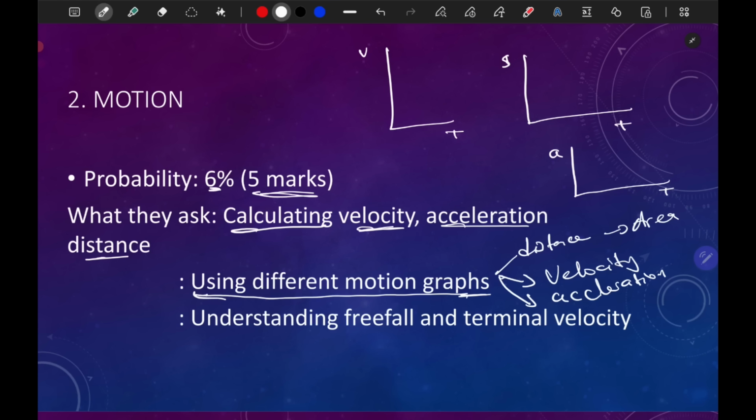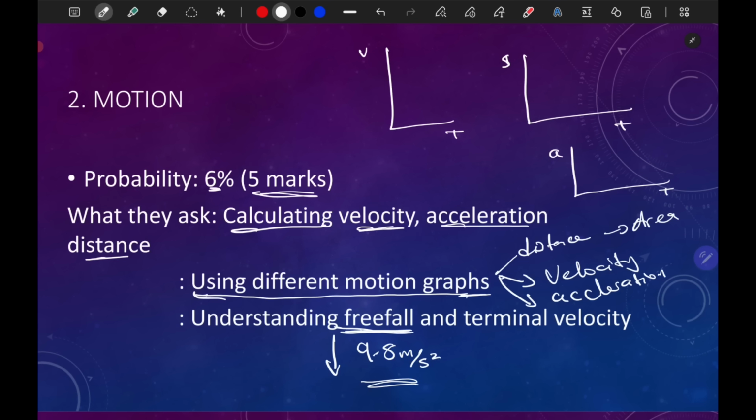The next one is understanding freefall and terminal velocity. This topic hasn't come up much in the newer papers, but we still need to understand it just in case Cambridge decide to switch it up. Freefall is when an object is released with no force downwards, and the only force acting is gravity. A free falling object with no air resistance will have an acceleration of 9.8 meters per second squared. You should understand this and also be able to explain terminal velocity.